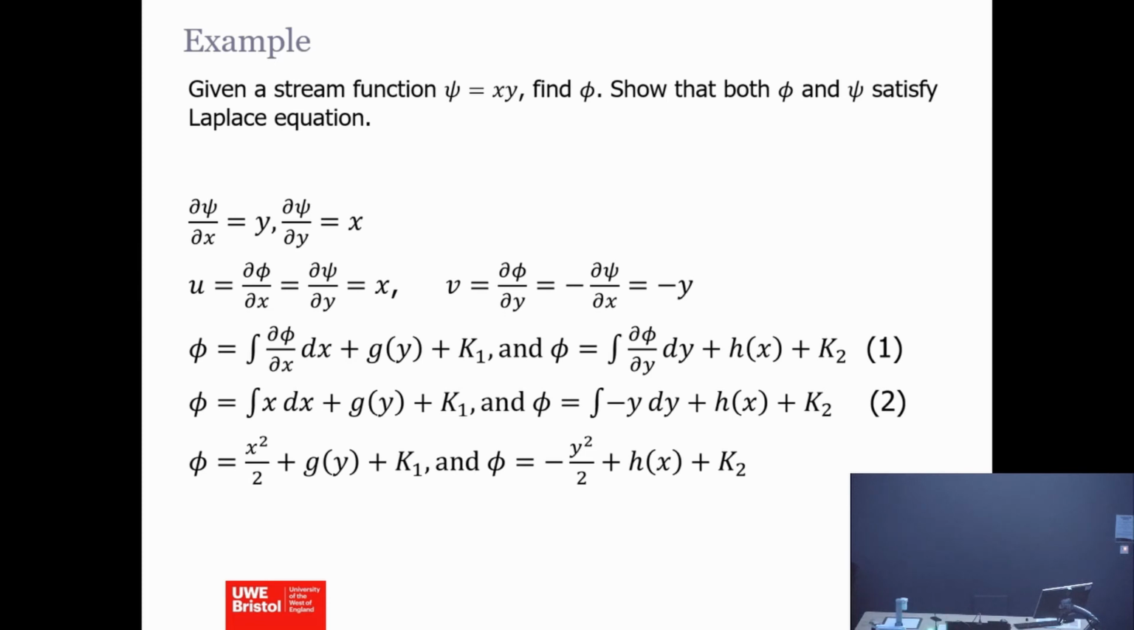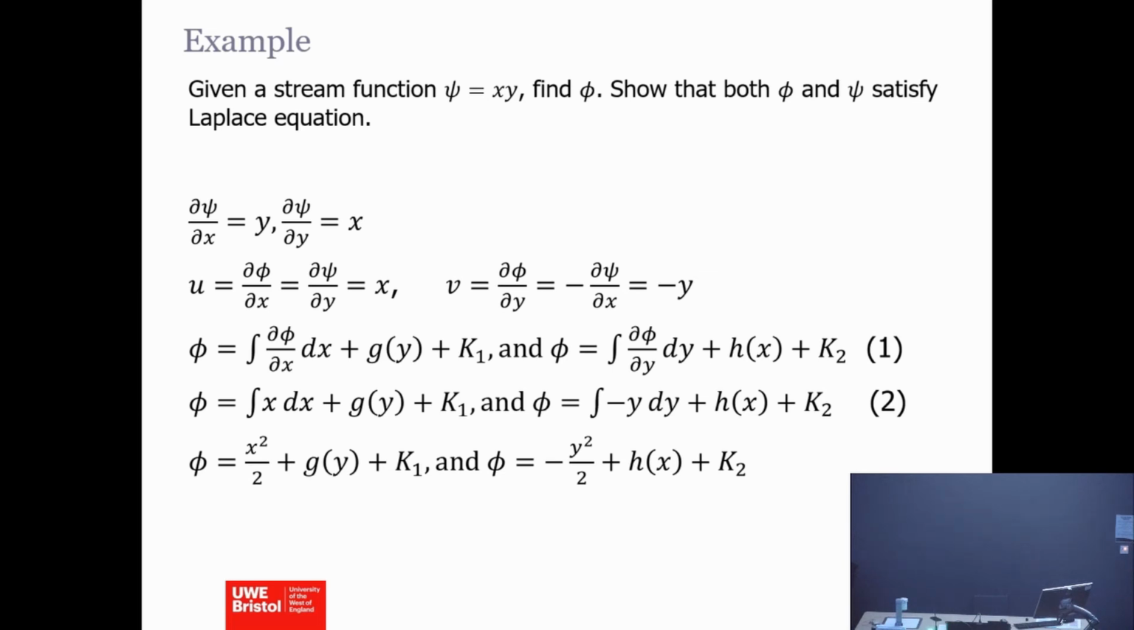The first one being this one, phi equal x squared over 2 plus a function of y plus k1, a constant, and from this one here you end up with phi. So basically you end up with two solutions for phi. What do you guys think this solution should be? You're saying phi equal to this, phi equal to that. What can you tell me about this term and that term? They are the same, yeah, very good.